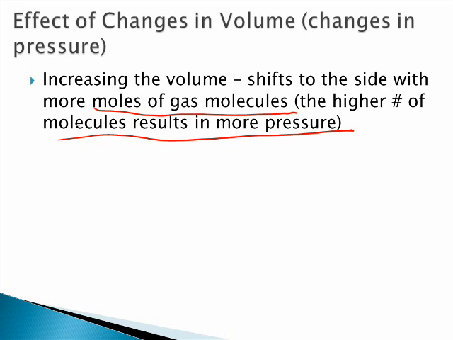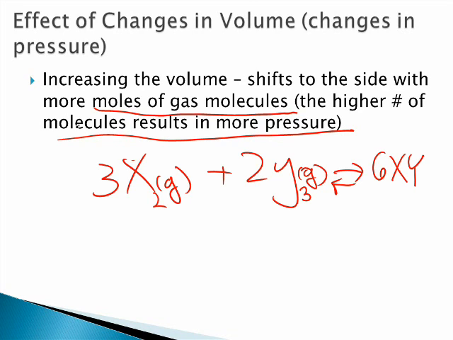So what does that mean? Let's look at a made-up example here. If we have 3X2 plus 2Y goes to 6XY, and we increase the volume, which decreases the pressure, we give the molecules more room to roam around. The shift will be to the side with the most gas molecules, which would be the left side. This has the most gas molecules because we want to keep the pressure the same. The more gas molecules there are, the more chance of keeping that pressure the same.